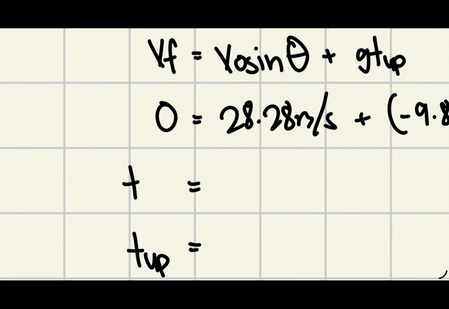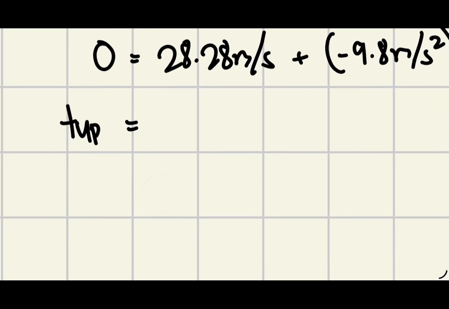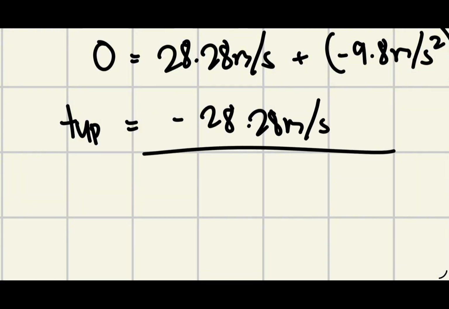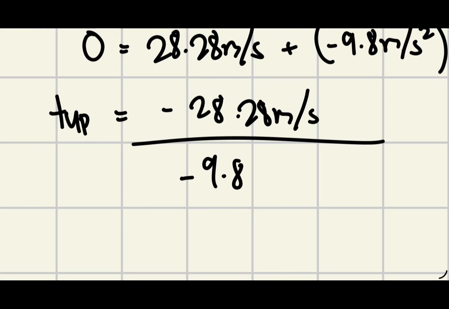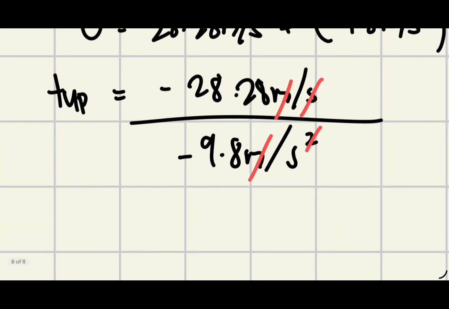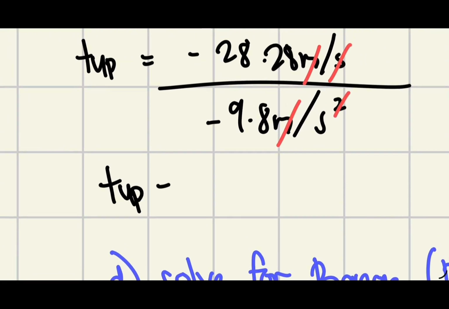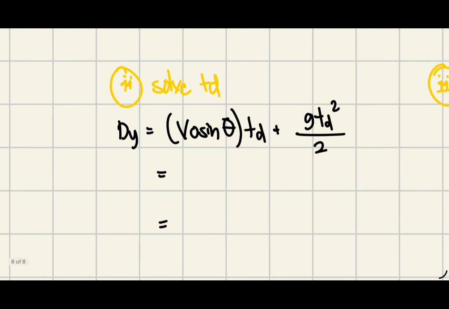Then we isolate the time going up. We transpose and divide both sides. We are left with 28.28 meters per second all over negative 9.8 meters per second squared. Then we check our units. The meters cancel, seconds cancel, the square cancels, so we're left with seconds, which is correct. Then t of up is equal to 2.89 seconds.